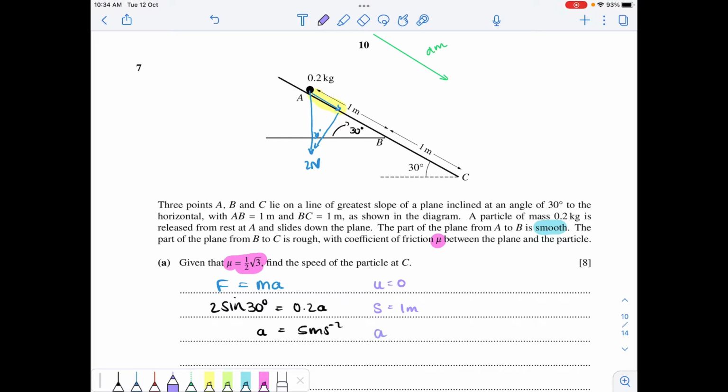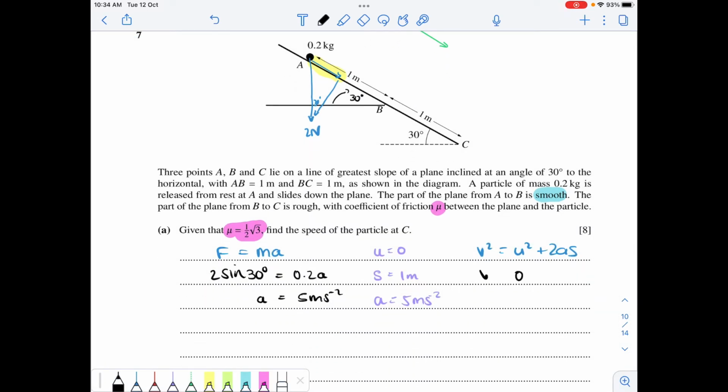We've just calculated the acceleration as 5 meters per second squared, and we are after the final velocity. So we'll use this formula, v squared equals u squared plus 2as. And we have an initial velocity of 0, acceleration of 5, displacement of 1. Okay, and so we're going to get v squared equal to 10 and v equal to square root 10. We know it's positive square root 10 because the object is traveling in the direction of motion.